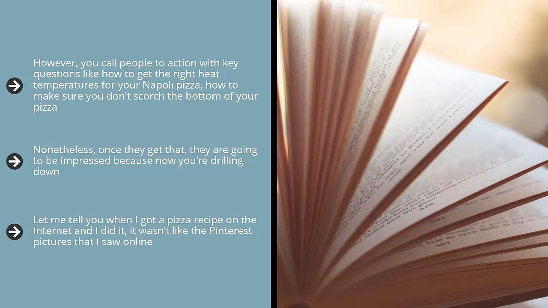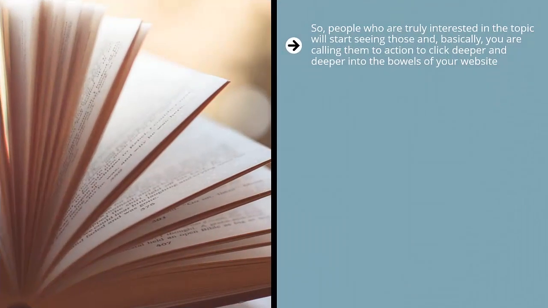That's what people are going to be looking for, because now you've given them basic information and then you're cluing them in by saying, well, there's other stuff that you need to know, and if you don't do these, you're not going to get the results that you're looking for. So people who are truly interested in the topic will start seeing those, and basically, you are calling them to action to click deeper and deeper into the bowels of your website.